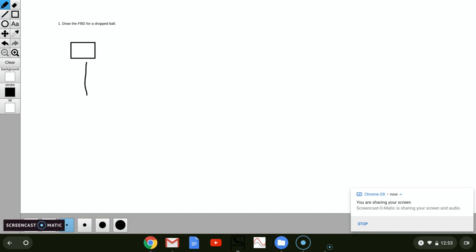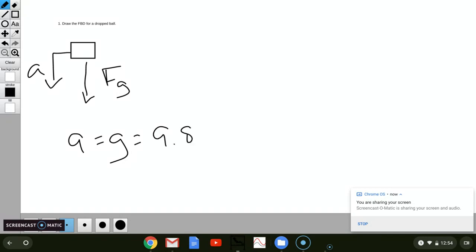Okay, so your free body diagram should look something like this, right? Where you've got your ball, forces down, you've got gravity acting on it. Now, what is the acceleration of this ball? Since gravity is the only force, our acceleration is down, and that acceleration we know is equal to the acceleration of gravity, which is 9.8 meters per second per second. All right, so if we drop a ball, we know the acceleration is down.